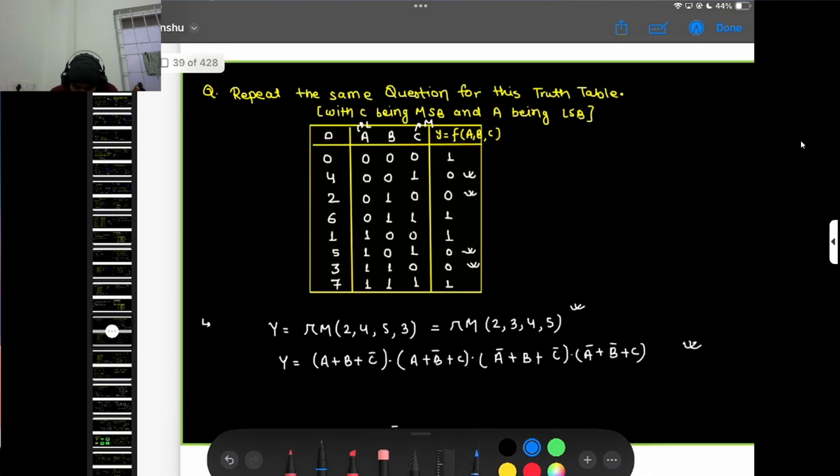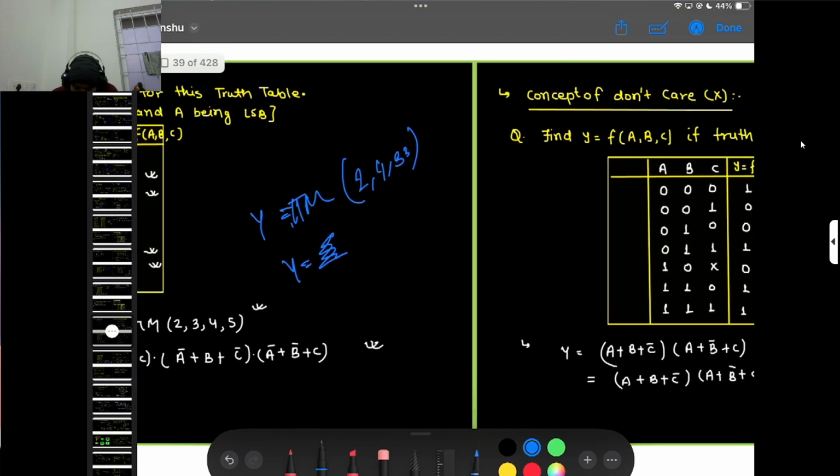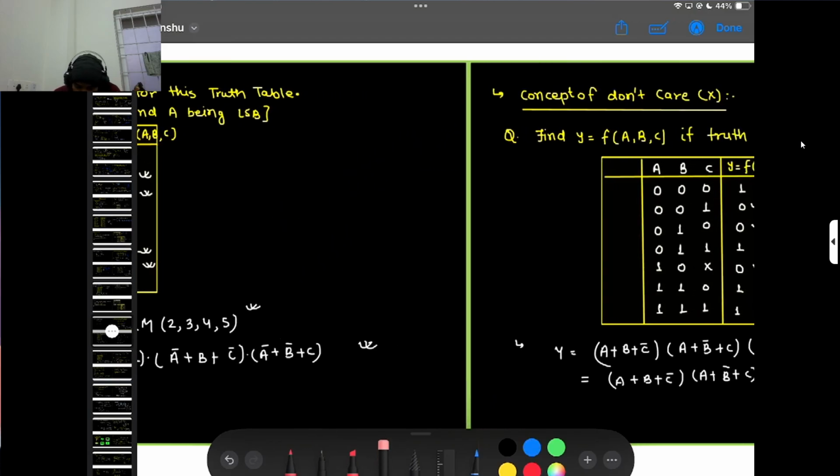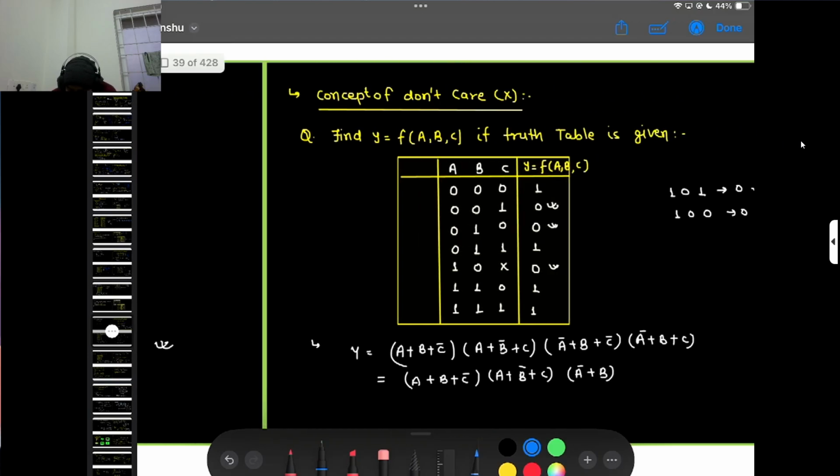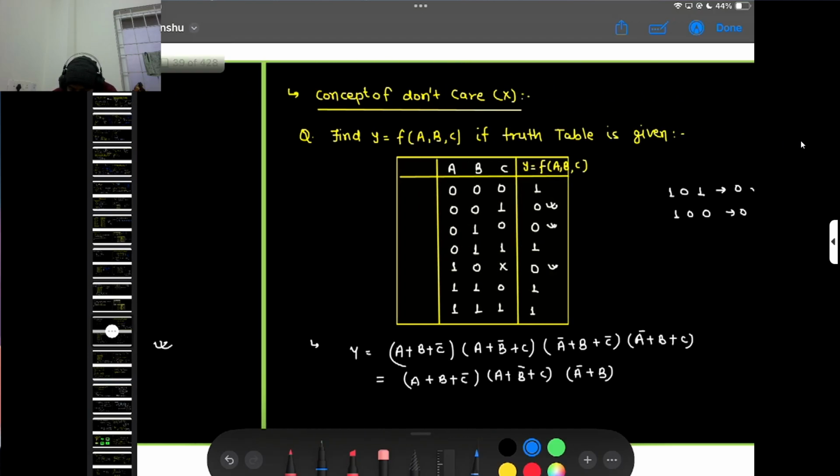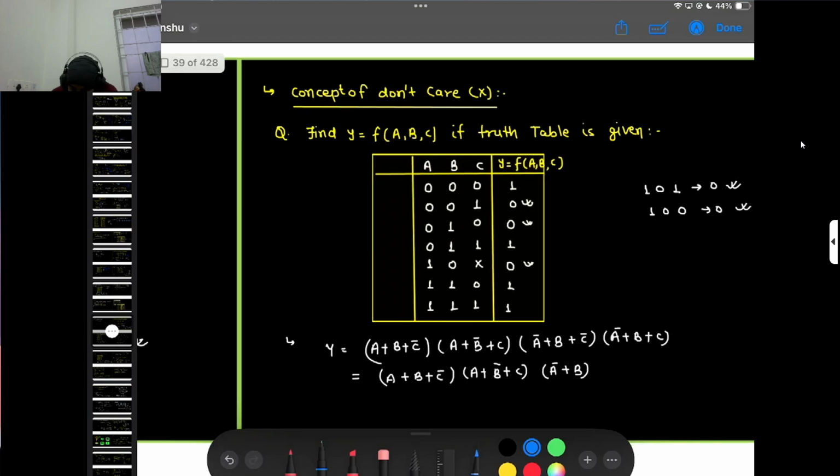So we represent it like this: y is equal to the product of M 1, 3 like this, or pi M. So it's a max term. If it is with summation like this, y equal to, then it is min term. And here is the concept of don't care. Don't care, that is X.